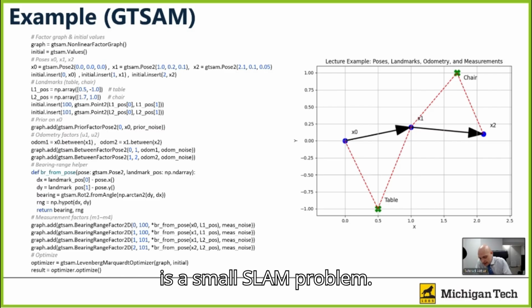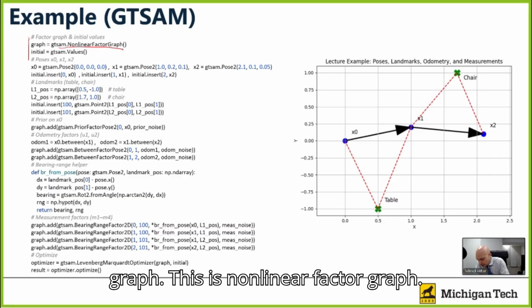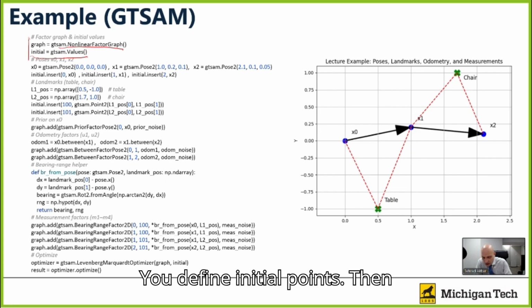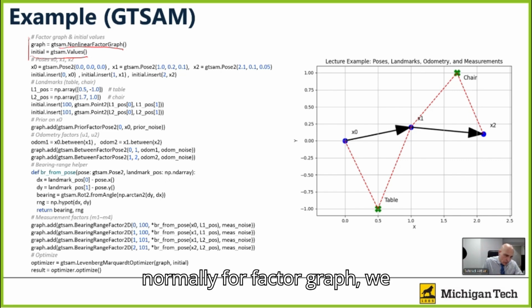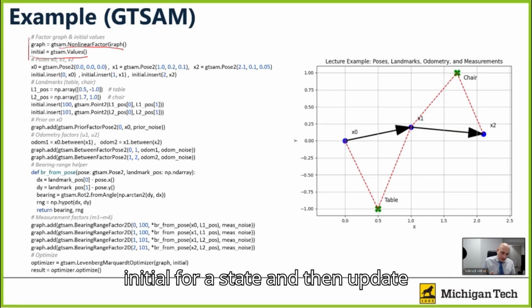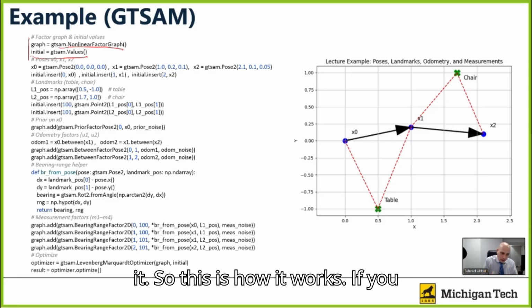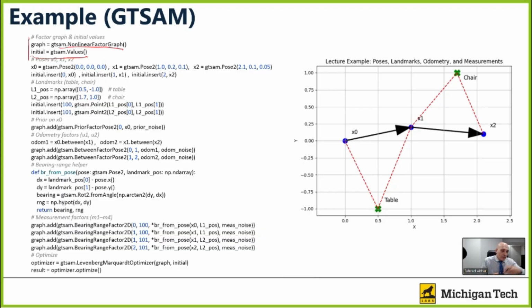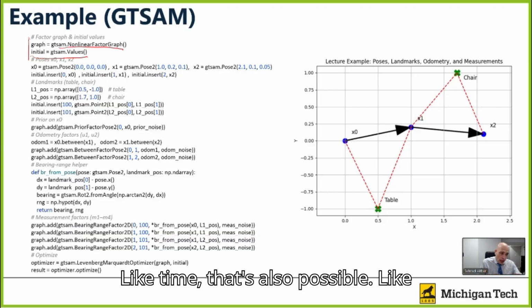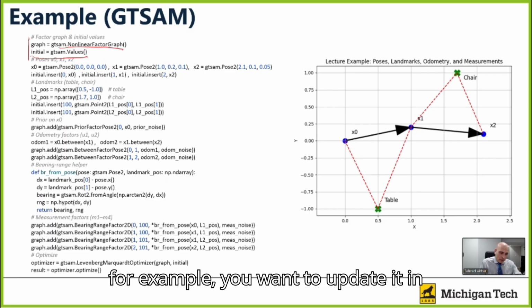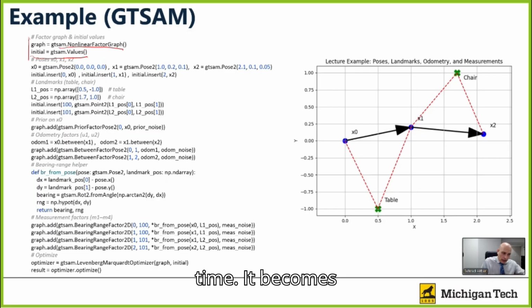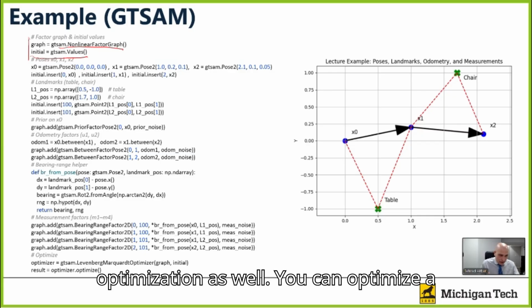So for example, this is a small SLAM problem. You define the graph. This is a nonlinear factor graph. You define initial points. Normally for a factor graph, we initialize a state and then update it. So this is how it works. If you do that in time, that's also possible. For example, you want to update it in time. It becomes like function approximation, function optimization as well. You can optimize a function.